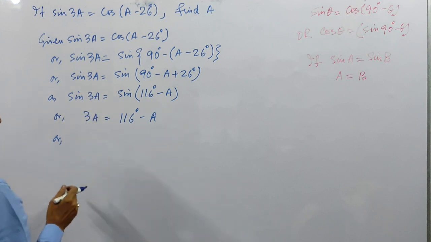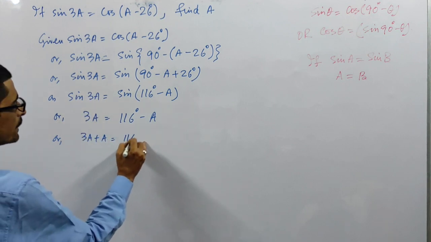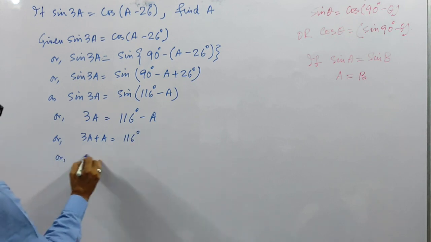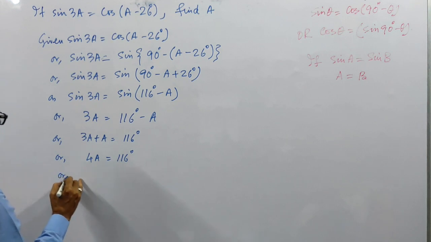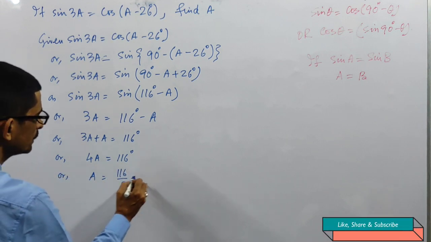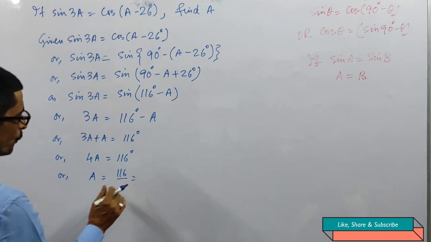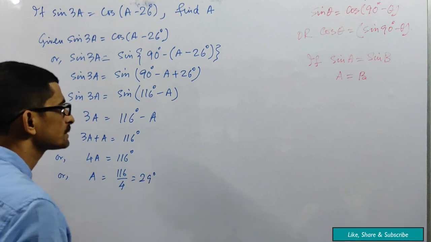Now apply algebra. Take a to the right side. 3a plus a is equal to 116 degrees, or 4a is equal to 116 degrees, or a is equal to 116 divided by 4, which is equal to 29 degrees. That's it.